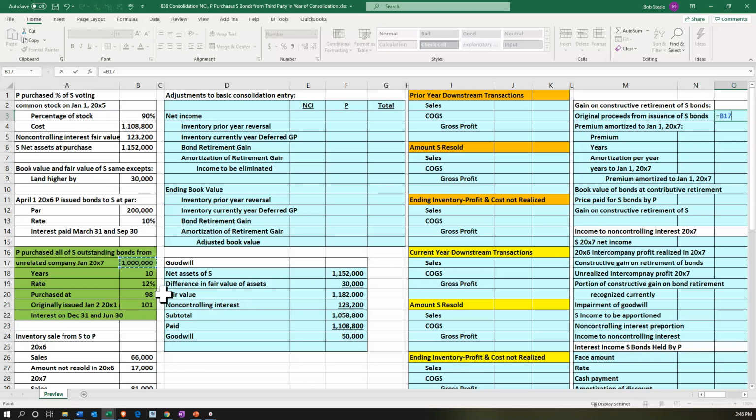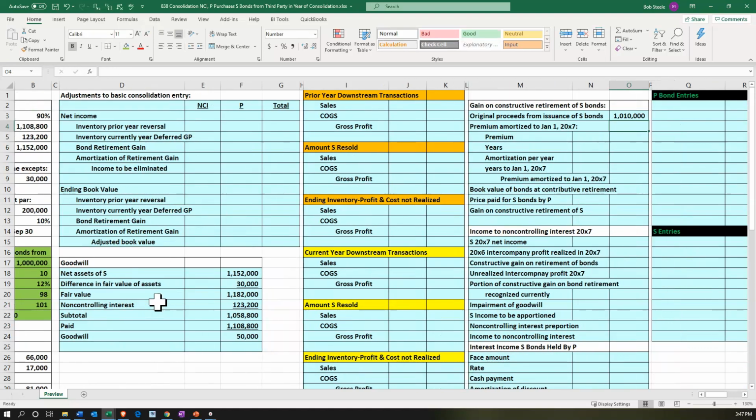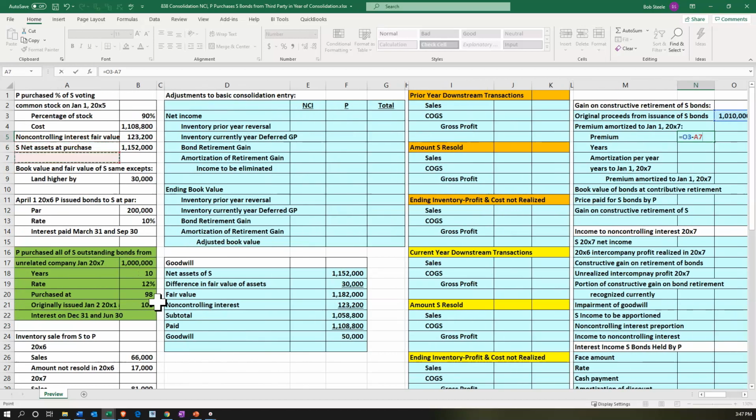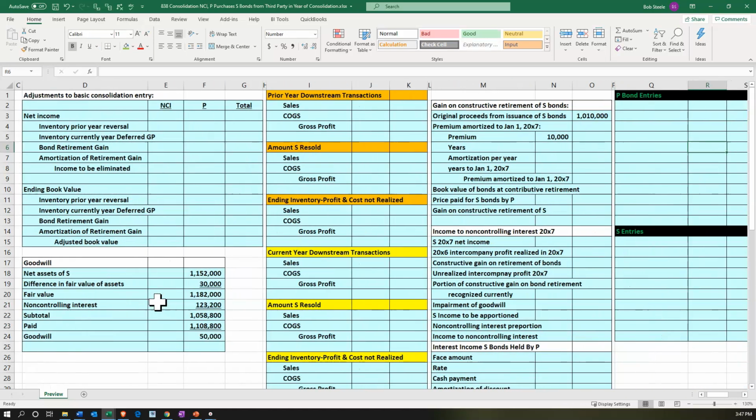So I can't just click there, because I don't want to put that in terms of a percentage. I think I want to leave it the way you might see it, and then times 1.01, 101%. Okay, and then that means the premium is that amount we got there minus the face amount, or the par value, which is going to be the 1 million. So there's the 10,000 difference.